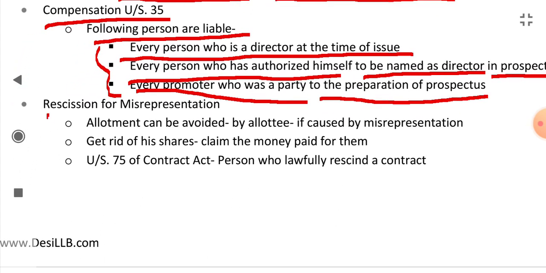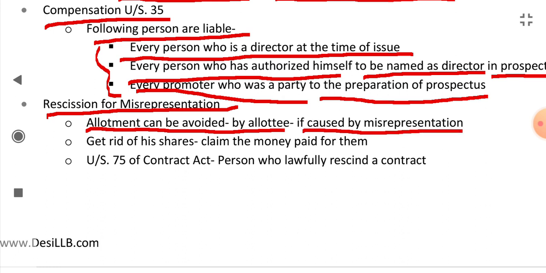Rescission for misrepresentation. Allotment can be avoided by the allottee if caused by misrepresentation. If the allottee came to know that there was misrepresentation, and by believing that misrepresentation he bought those shares, then he can avoid the allotment of the shares. He will get rid of his shares and claim the money he paid for them.